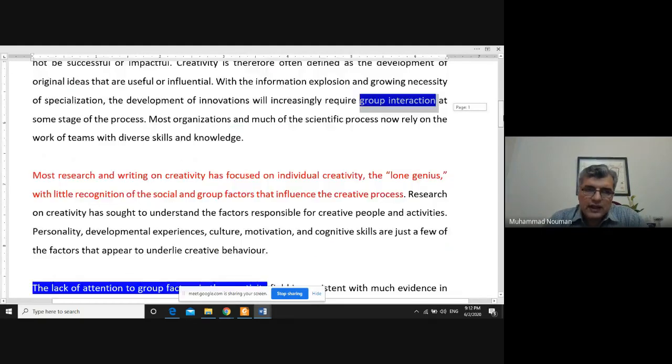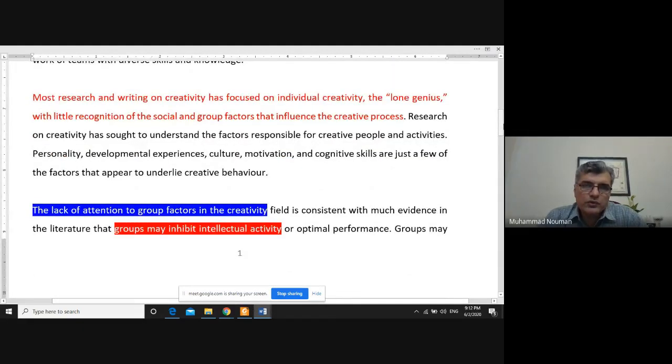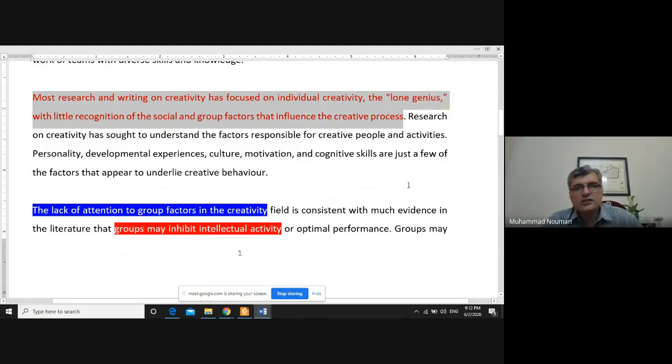Moving further, the handout raises a very important point in terms of different aspects of creativity, especially group or team creativity. As highlighted in the red text or red font here, most research, and this is based on evidence, most research on creativity has traditionally focused on individual creativity, and the handout tries to explain or give a reason in terms of why this has been the case.